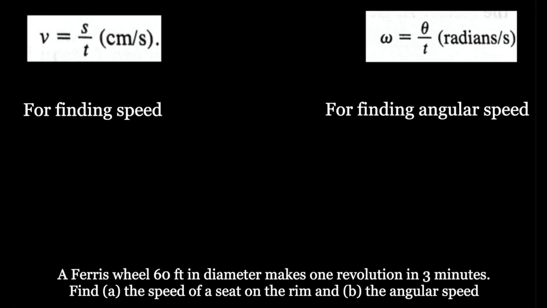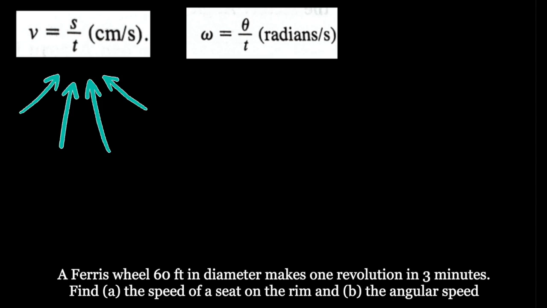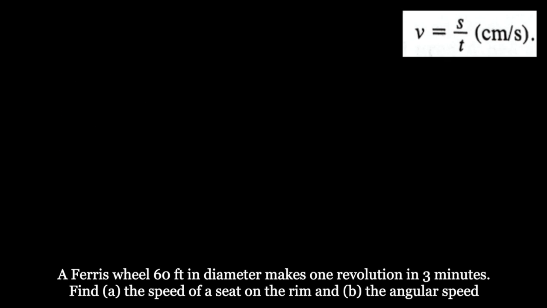So in one revolution, we know that the seat travels the distance of the circumference of the wheel, and through 360 degrees, or 2 pi radians. This is keeping in mind that 180 degrees equals pi radians. So we are going to use the equation that says v equals s divided by t. V is the speed, s is the arc length, and t is the time in seconds.